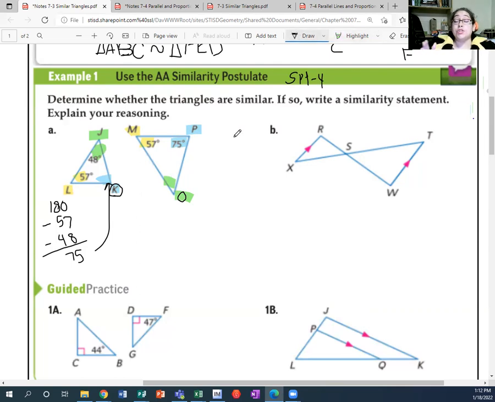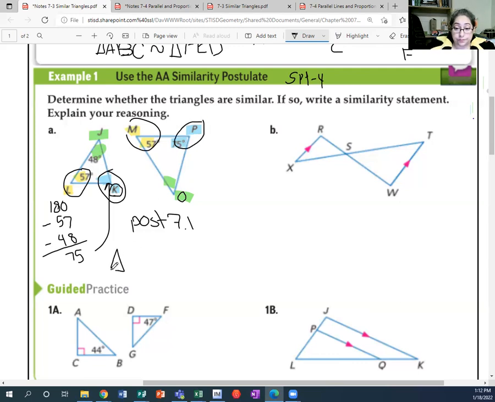Okay, so we have enough to state that these triangles are similar. The reason I can say these triangles are similar is by postulate 7.1. That is angle-angle similarity. I have two angles that I can see are congruent to each other. The yellow angles are congruent and the blue angles are congruent.